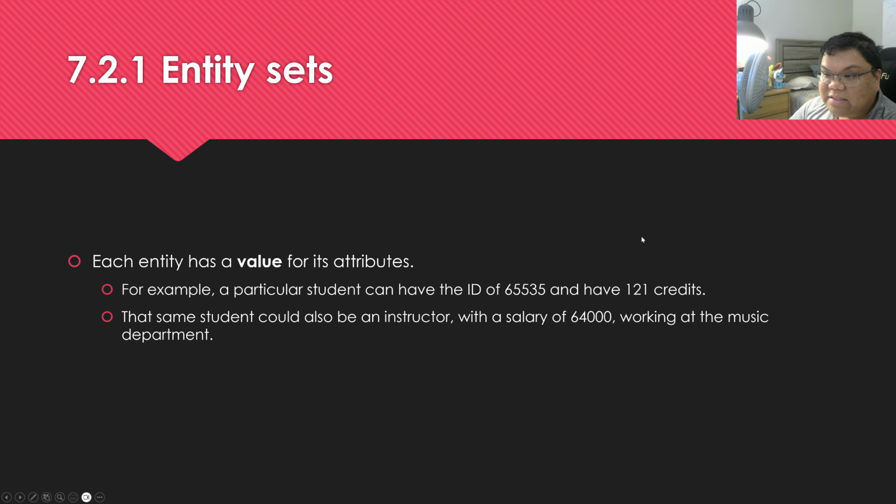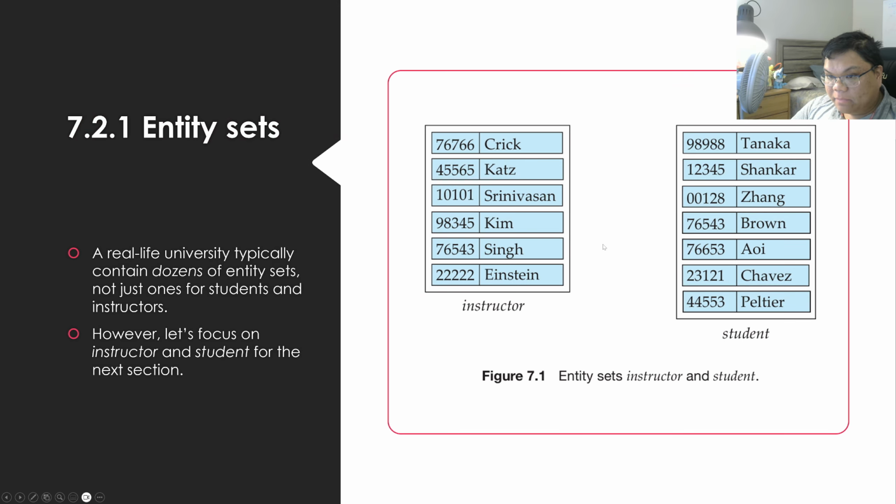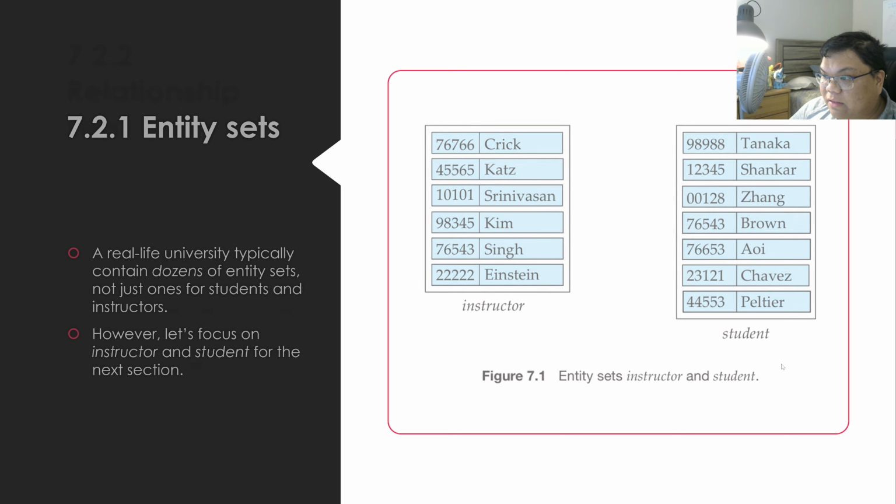Each entity has a value for its attributes. So a train could have a maximum speed of 80 miles an hour and have a maximum capacity of like 500 passengers. A student could have a particular ID of 65535 and 121 credits. A real-life university typically has dozens of entity sets, but let's just focus on the ones for instructor and student.